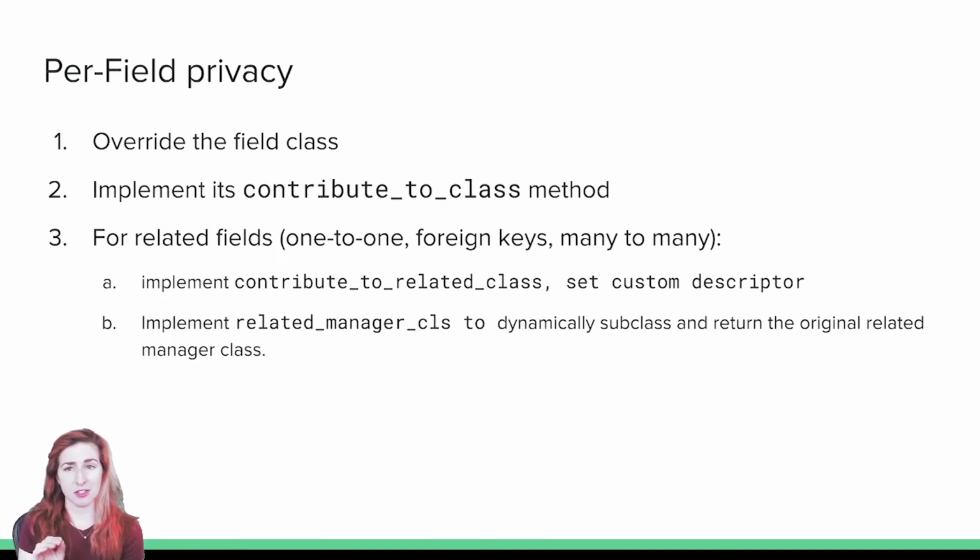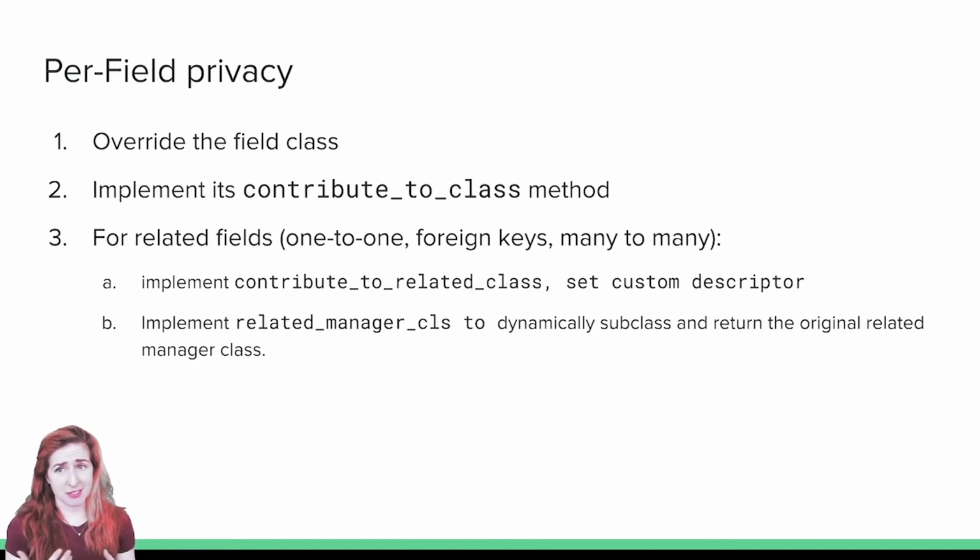That works for your standard primitive fields like text field, int field, etc. But for related fields, you need to do something else. Related fields are a way to have fields that point to other model classes. You can have one-to-one fields, you can have foreign key, which is just one-to-many, or you can have many-to-many fields. For those, in addition to implementing contribute_to_class, you must also implement contribute_to_related_class and set your custom descriptor in that. That's because for related fields, there is also the reverse permission. So say there's class A and class B, and I have some field like A.friends, and I want to say, okay, if I don't have permission to see A's friends, and B is one of A's friends, then if I do B.friends, I want to make sure A is excluded from that list. That's one example of making sure that you do the related permission check as well.